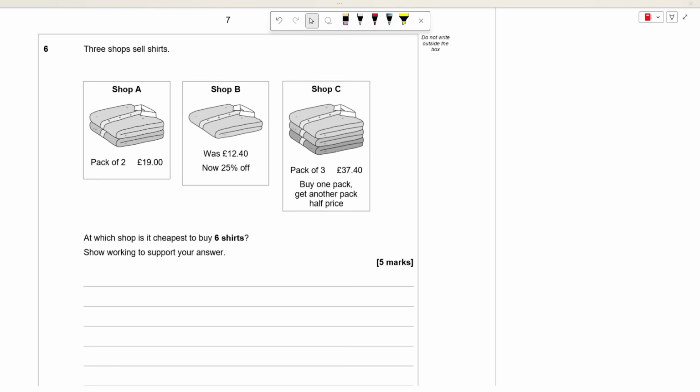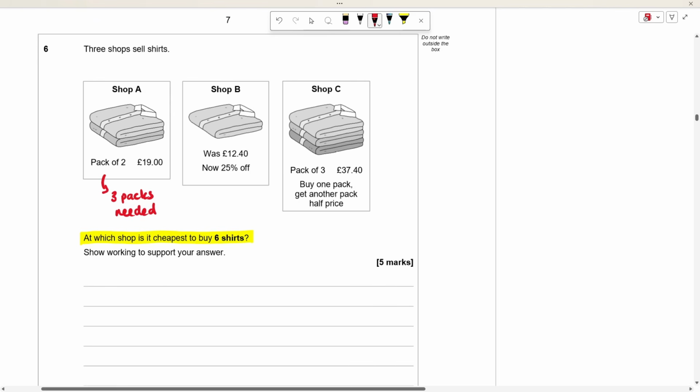Now moving on to question 6, it says 3 shops sell shirts, in which we've got 3 shops and each shop has got a separate deal. Now the question's asking us to work out the cheapest way of buying 6 shirts. So if we look at the individual shops in their entirety, we look at shop A, which has packs of 2. So in order to get 6 shirts, I'm going to need to buy 3 of these. So 3 packs needed. For shop B, it says that it was £12.40 each for a shirt, but now it's 25% off. So I'm going to need 6 shirts.